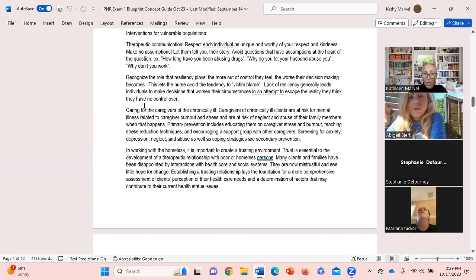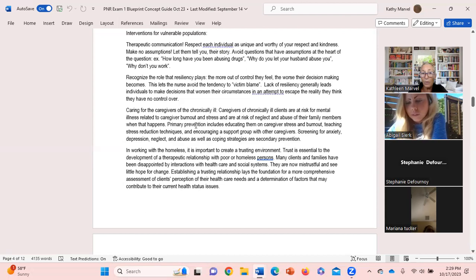This is important. Introduction to vulnerability, caring for the caregivers of the chronically ill. What do we need to consider? Right? Caregivers of the chronically ill, they're also at risk for mental health related illnesses, burnout, stress. They're also at risk of neglect and abuse of their potential clients. Okay, if they develop mental illness or burnout or stress, that could lead to dangers for the client.